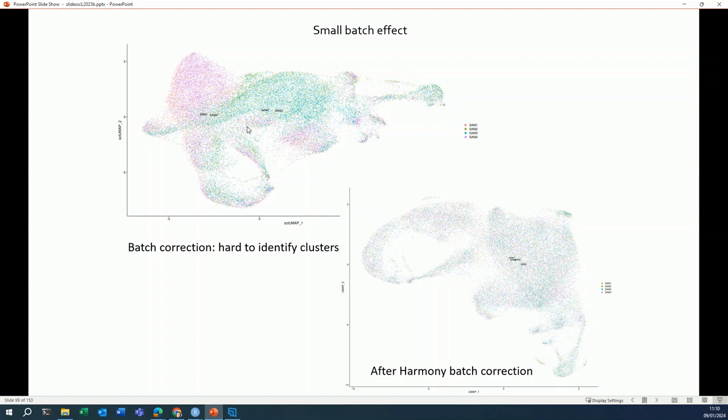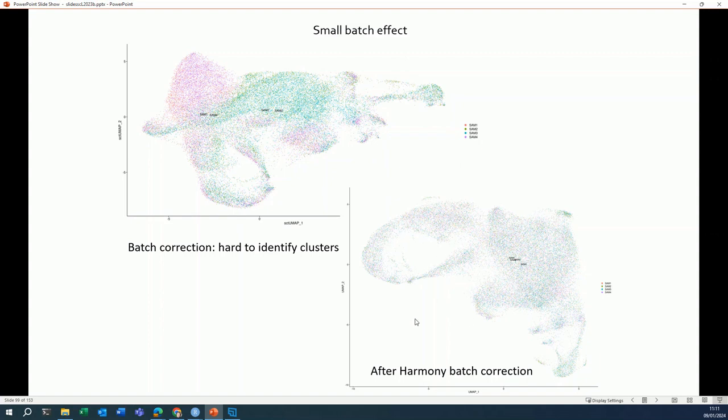Here again, you think about the setup of your experiment. If you expect a small batch effect, for example, the samples were handled by different people, they were harvested on different days, they were sequenced in different lanes of the flow cell. So if you see reasons for a batch effect, you can do a batch correction.